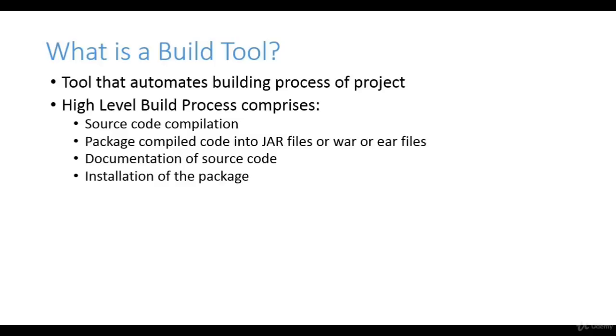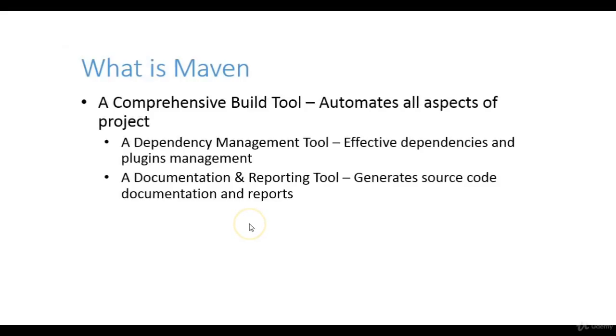Building a software project typically includes one or more of the below activities. Compiling source code, that is, compiling Java source code files into Java classes. Packaging compiled code into jar files or war or EAR or zip files. Then generating documentation from the source code. And finally installing the packaged code on a server or in a repository or somewhere else. There are more than one popular Java build tools available, like Ant or Maven or Gradle. But for this course, I am going to use the widely adopted tool, Apache's Maven.